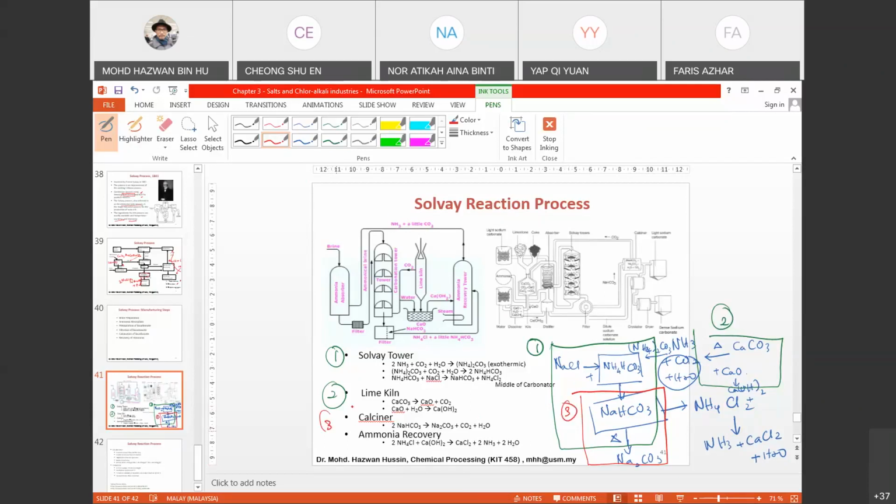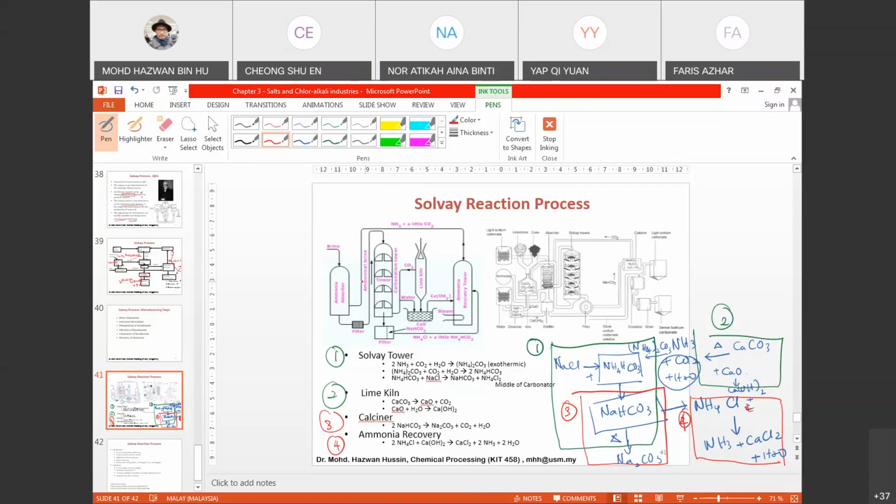Yeah. And then finally, this process, the conversion of ammonium chloride into ammonia, is the ammonia recovery process, number 4.